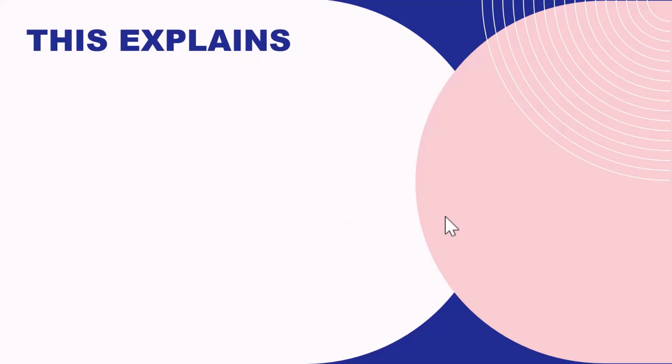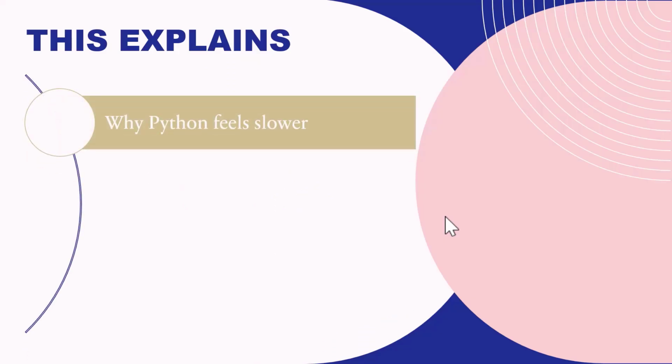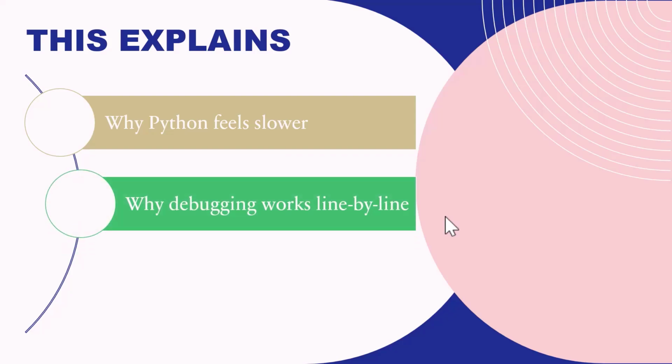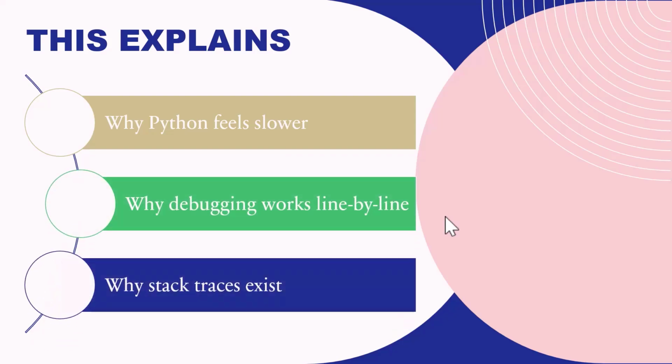Now this explains a lot of things: why Python feels slower, why debugging works line by line, and why stack traces exist. Because execution is happening step by step, not all at once. So instead of thinking Python just runs my code, think Python reads instructions one by one and executes them inside a managed environment. And now you understand the real execution model of Python.